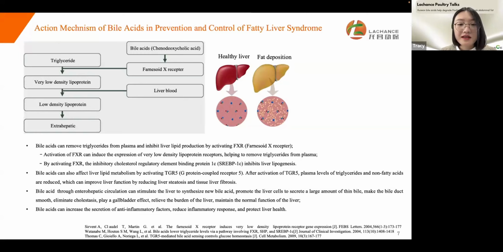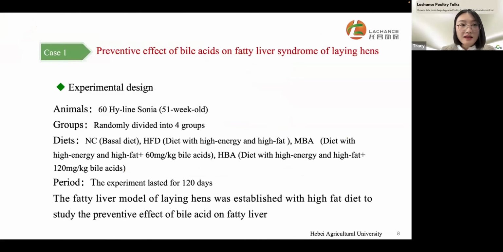I also put the references of the action mechanism of bile acids at the bottom of this page. If you are interested in this, you can search for these articles to read. And next, I'm going to show you some cases.